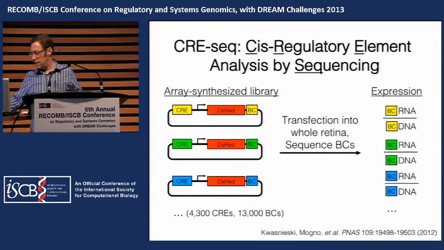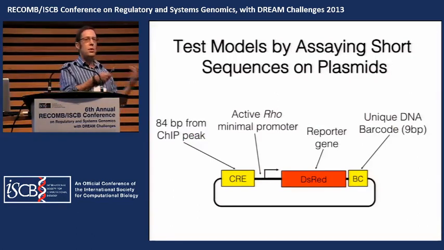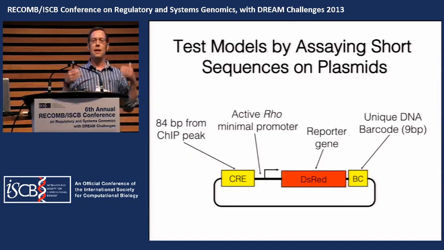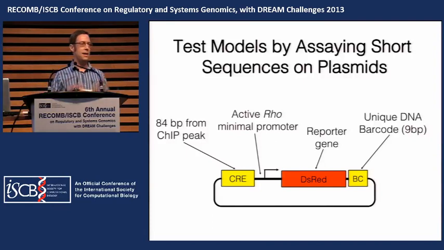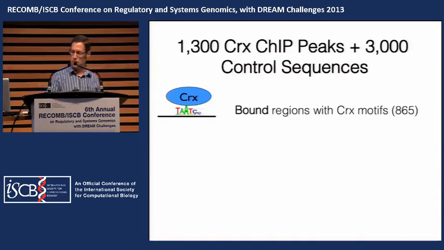Just in a little more detail, what I want to emphasize is what's going into this reporter assay. Because we synthesize our sequences, they're very short. The sequences I'm going to tell you about today are only 84 base pairs taken from the centers of CRX ChIP-seq peaks, and they are on plasmids. They've been removed from their genomic context and placed in a more permissive environment. So I'm going to move ahead and test these two models by assaying CRX ChIP-seq peaks.